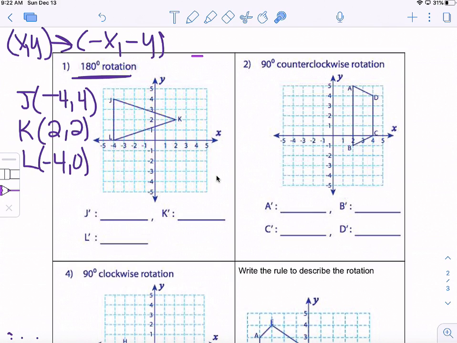Point J, J prime is going to now be at, using that rule, we're going to change both signs. The negative 4 is going to become positive 4, and this positive 4 is going to become negative 4. So J prime is going to be at 4, negative 4. That would be down here. K prime, well, K was at 2, 2, so K prime is going to be at negative 2, negative 2. That would be right here.